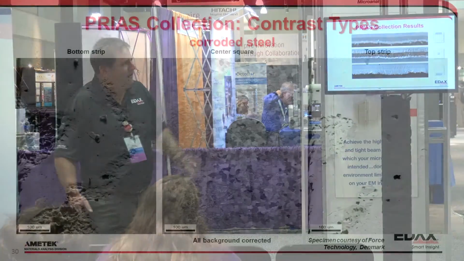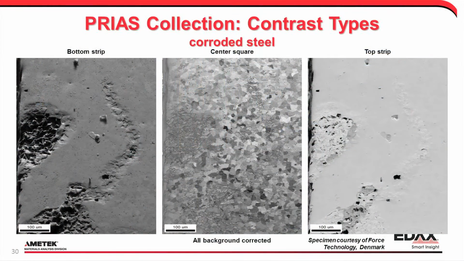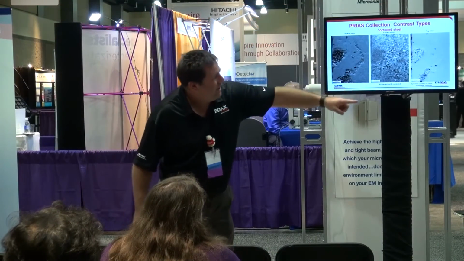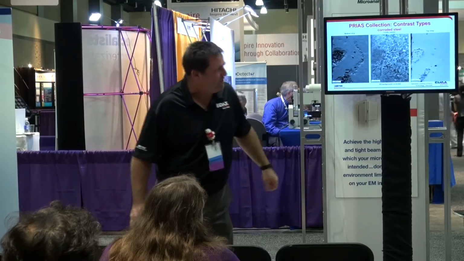I was like, well, there you go. And so that's one application. Here is the other, the classical one: from those different predefined areas, from the same sample, we get your topographical contrast. You see the grains there for the orientation contrast, and then you see the phase contrast from the top strip.